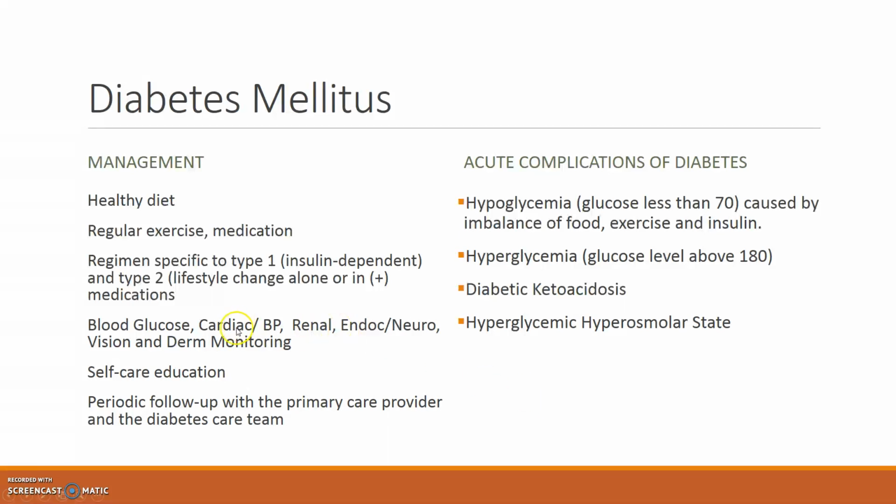Blood glucose, cardiac, blood pressure, renal, endocrine, neurological, vision, and derm monitoring or assessment. All that is in their management, and there are parameters that the ADA gives us. Self-care education and periodic follow-up with the primary care providers and the diabetic care team.